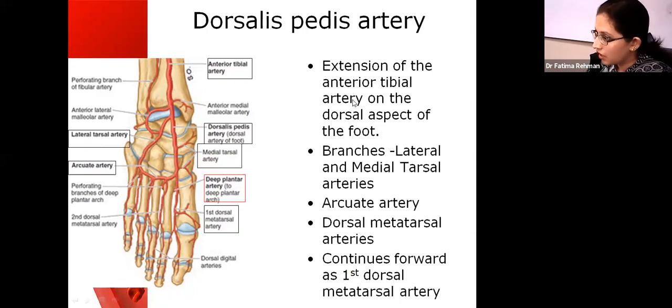The dorsal and plantar arterial arches and the metatarsal arteries are definitely connected to each other, not at some point, but at the level of the metatarsal bone. Similarly, the arches of the hand that we studied are interconnected with each other. In the same way, the arterial arches of the foot are also interconnected with each other.